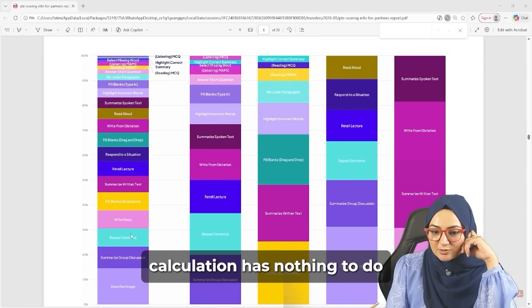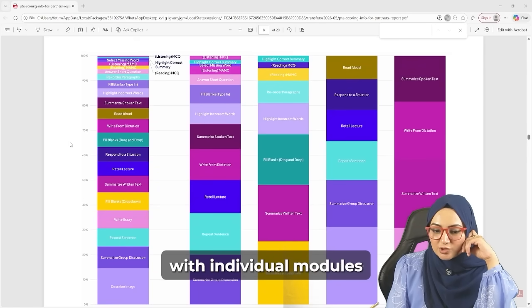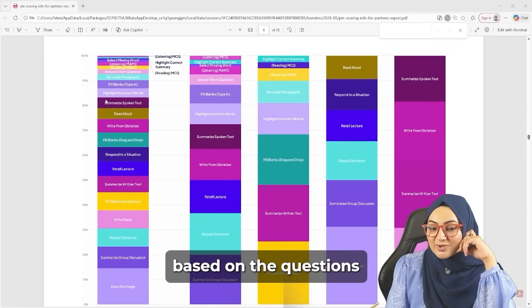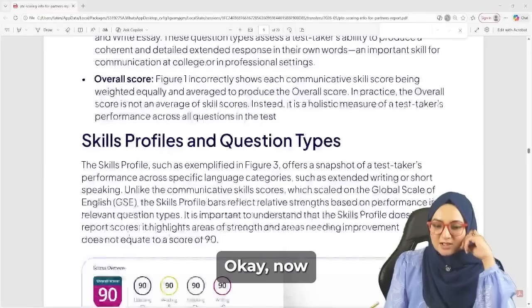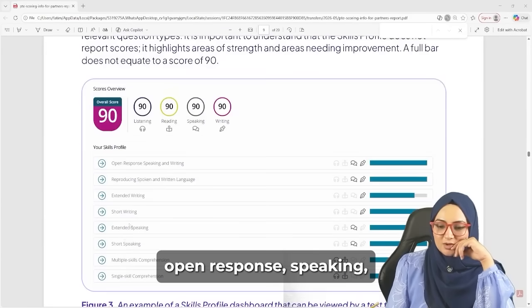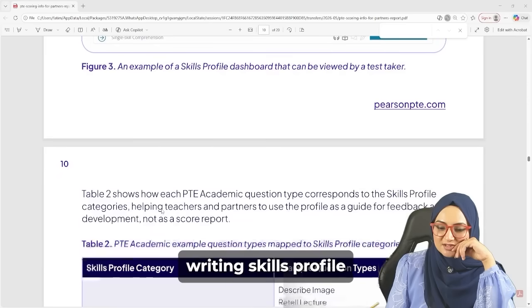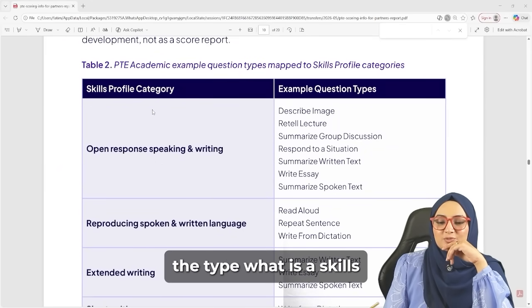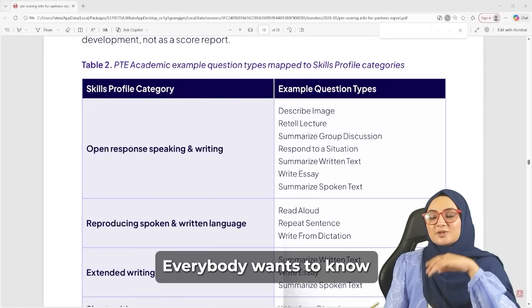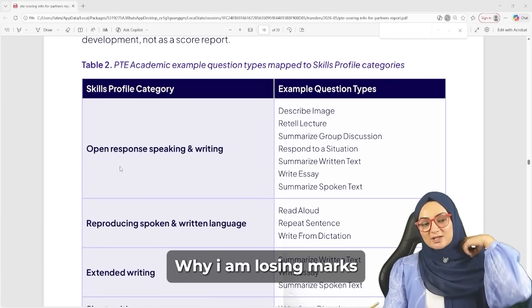So overall score calculation has nothing to do with individual modules. The overall score calculation is based on the questions. Okay. Now, open response, speaking, writing, skills profile, everybody knows that. Now I also want to discuss the type. What is a skills profile? Open response. Everybody wants to know what is open response, why I'm losing marks in this.